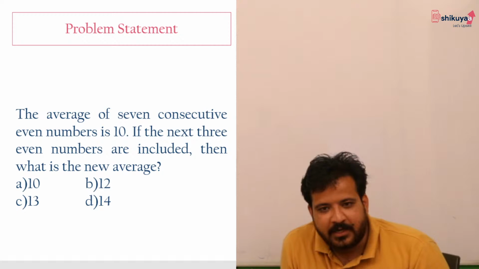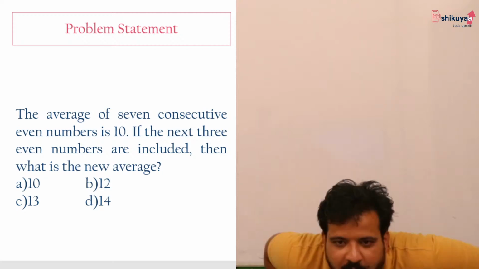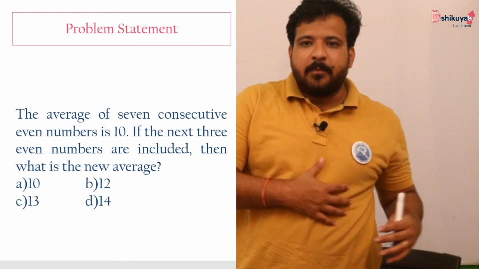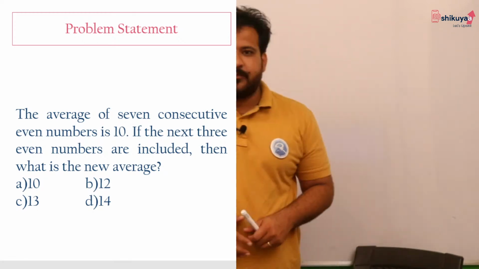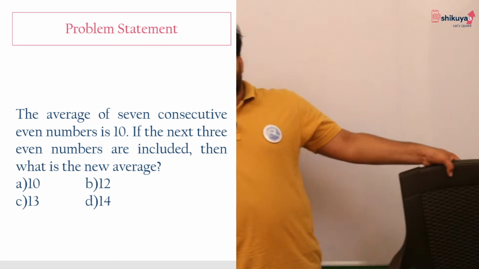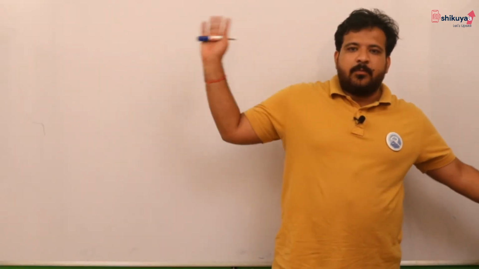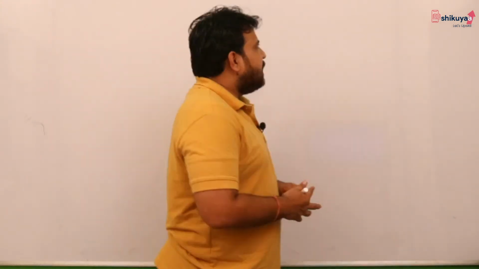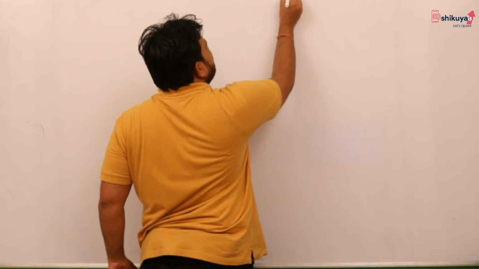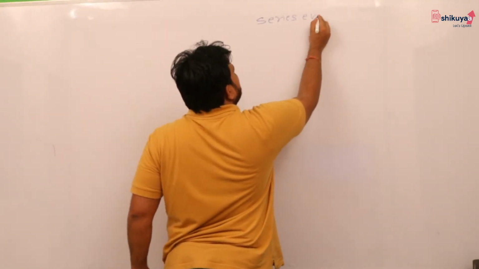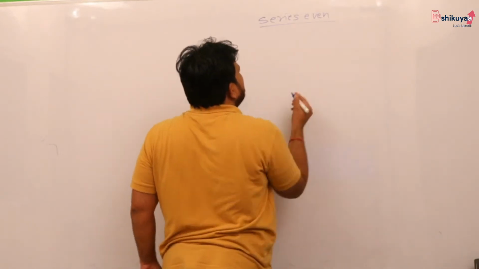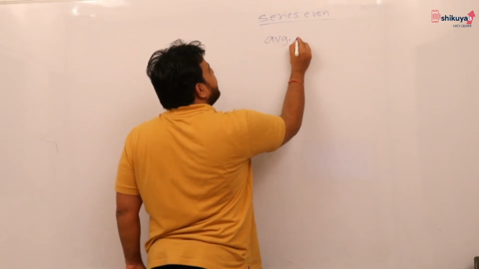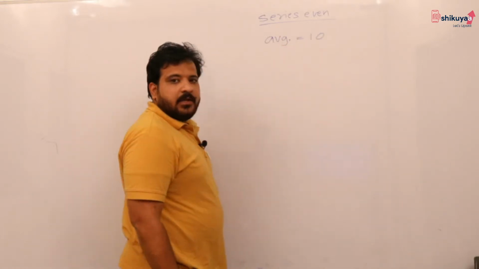To start with this solution, any common student would do this. It would be better if we could remove the PPT from the screen so that I can use the entire board. Just look at it. What is given to us? There is a series of even numbers, and the average of these seven numbers is 10. Am I right? This is given to us.